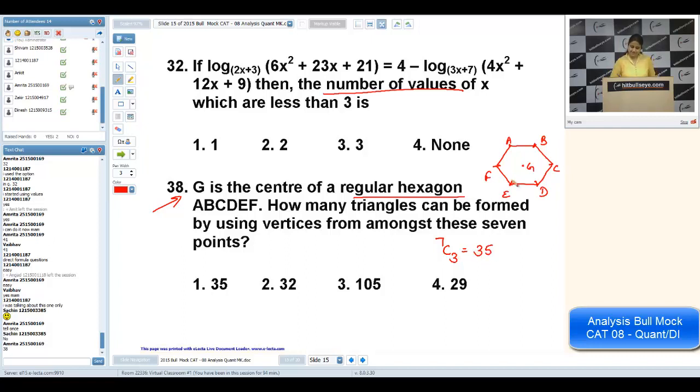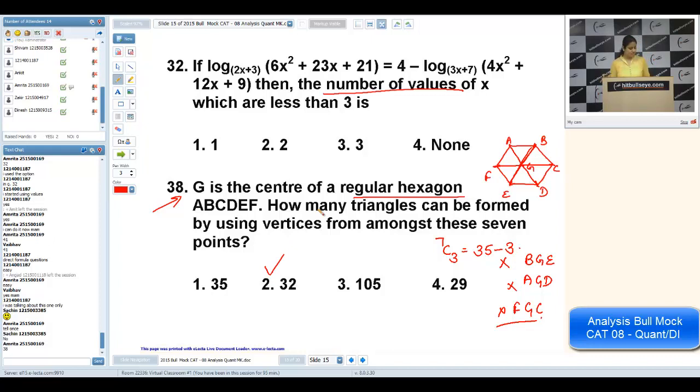But see, if I take BGE, that will be a straight line. It will not make any triangle. Similarly, if I take AGD, that will be a straight line. Let me write. It will be BGE, no triangle. AGD, no triangle once again. FGC, that will give you no triangle. So I will subtract these 3 cases out of these. So I am getting the second option as the answer.